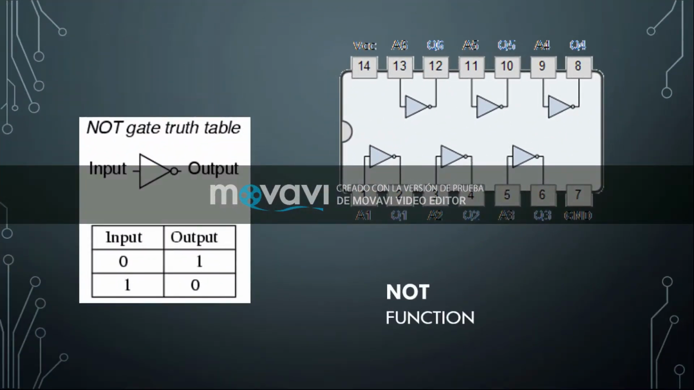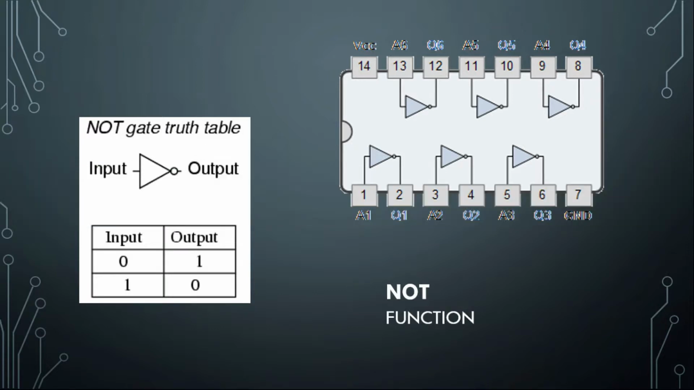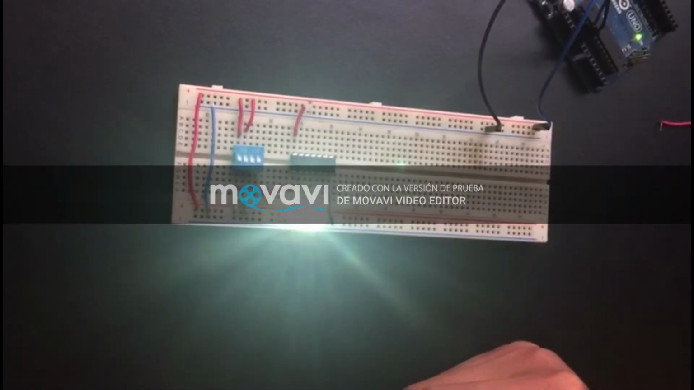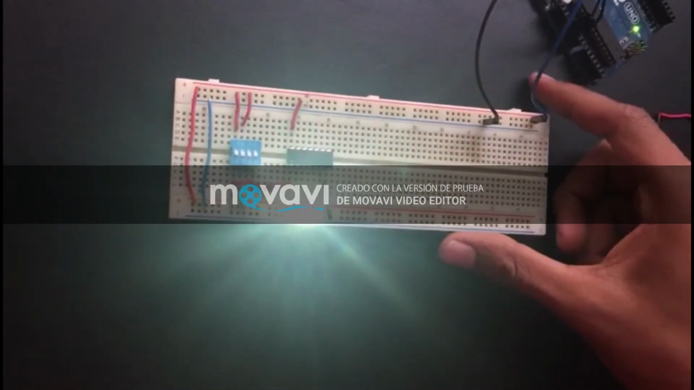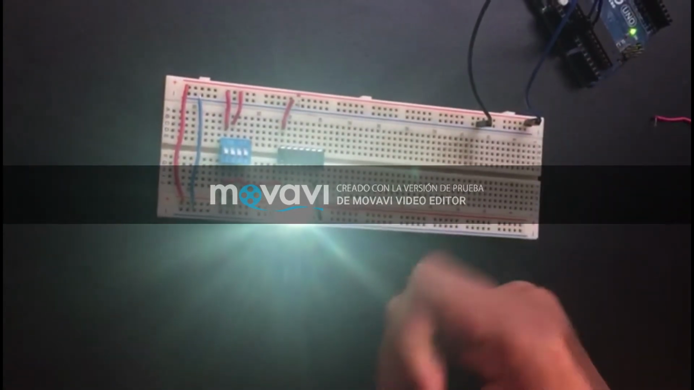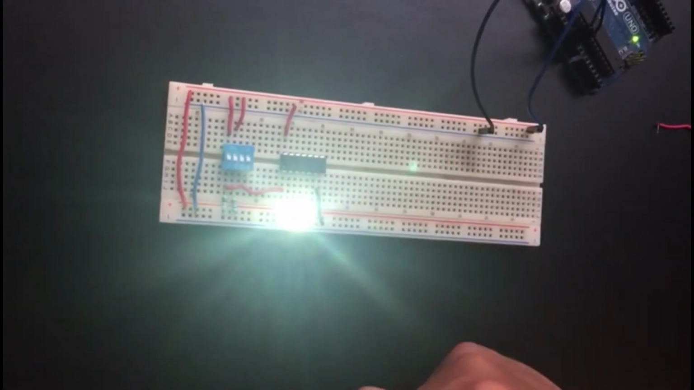Here in the layout of our microchip of the function NOT, we can see that we have 6 inputs and 6 outputs. This means that for every input we have an output, and we also have the ground input and the voltage input. Well, in this case, we are using the microchip and we are showing the logic gate named NOT, which basically means the opposite.